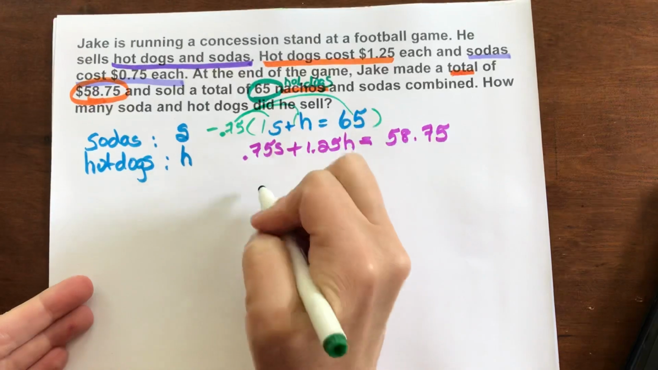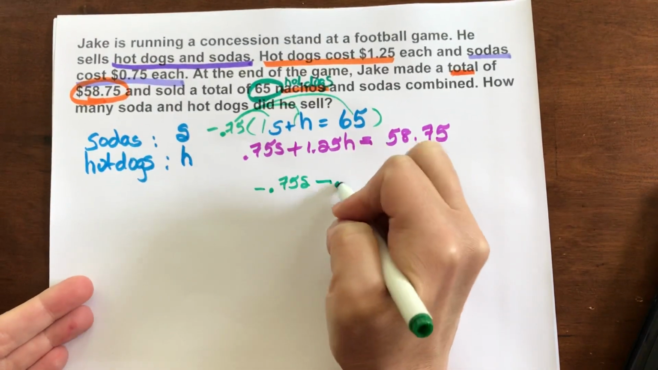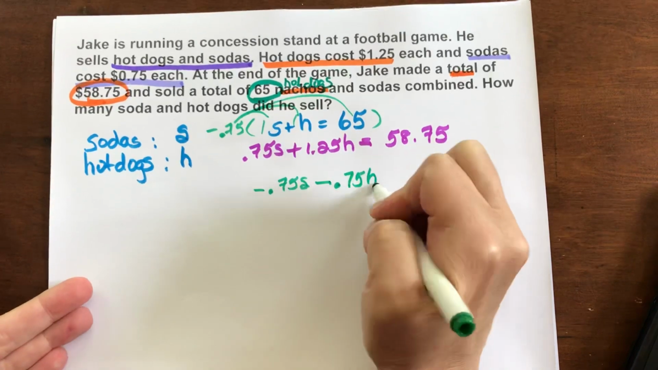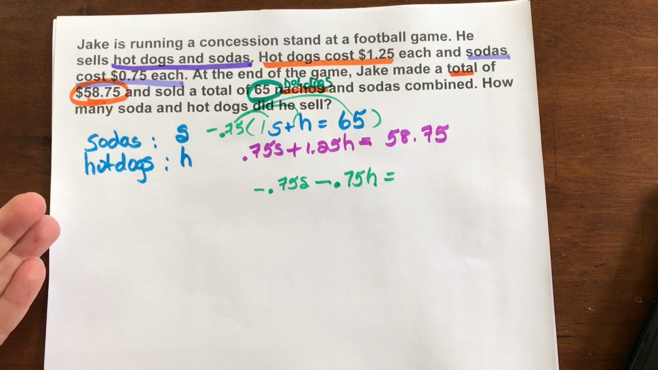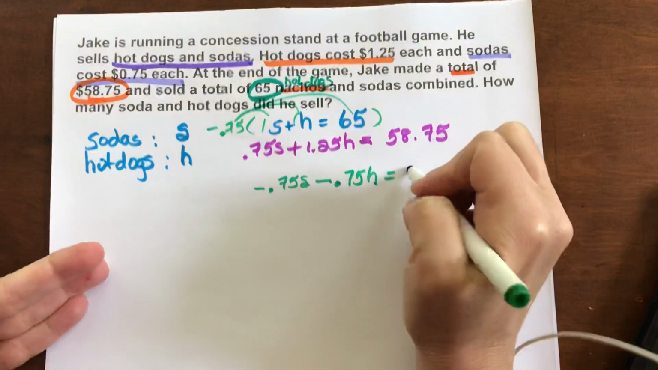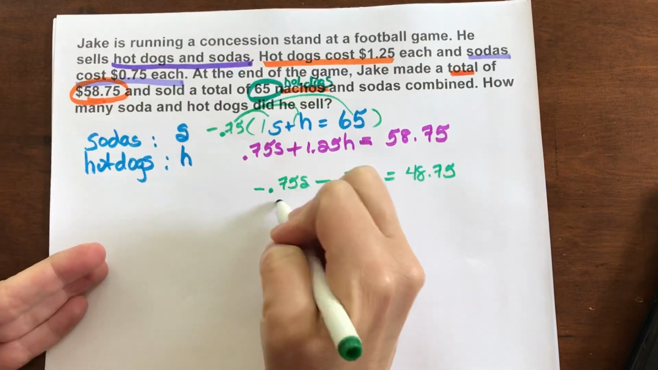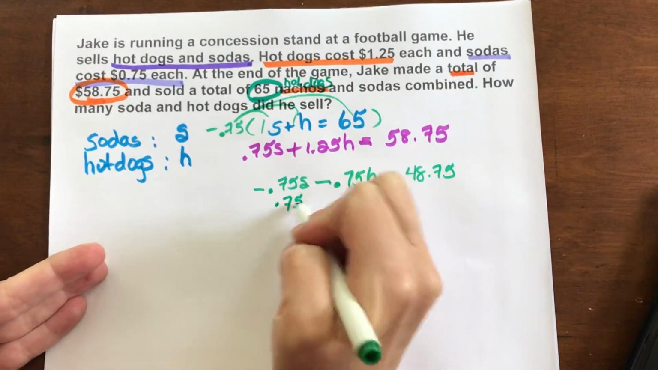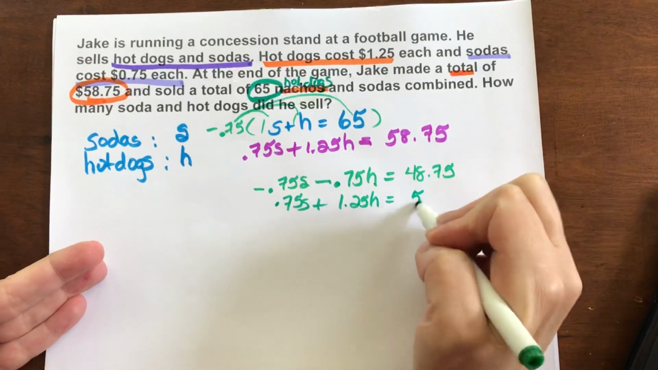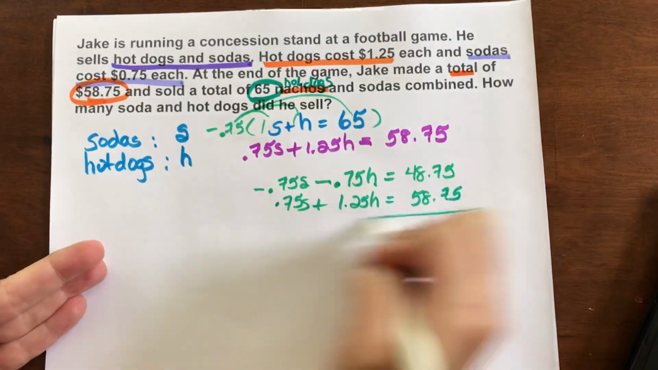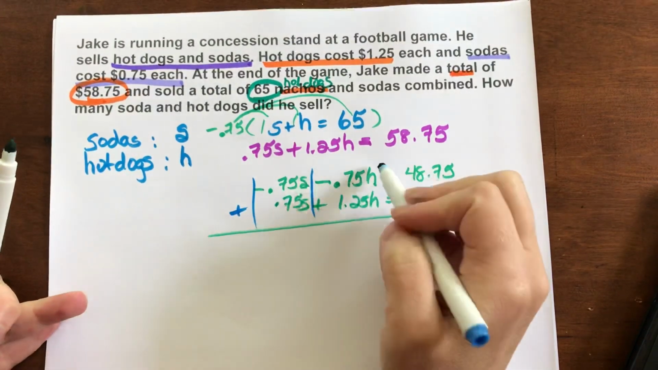Okay, so I'm going to have negative 0.75 sodas minus 0.75 hot dogs equals, and when I multiply negative 0.75 times 65, I'm going to get $48.75. All right, now bring the other one down. I have 75 cents for the soda plus $1.25 for the hot dogs equals $58.75. Okay, now I've got my columns and I just add my columns here.